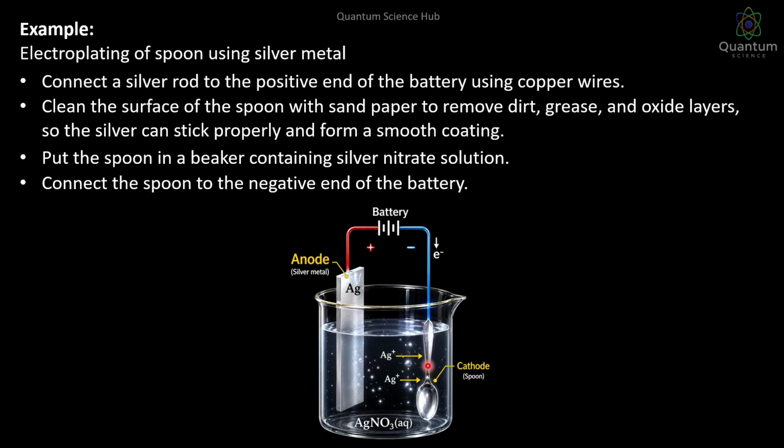So what is the equation at the anode? It is from atoms wanting to become ions, right? So Ag will become Ag+ plus electron. And what will happen at the cathode? From ions, it will stick to the spoon, so it will become an element. So the equation is Ag+ plus electron will become Ag.